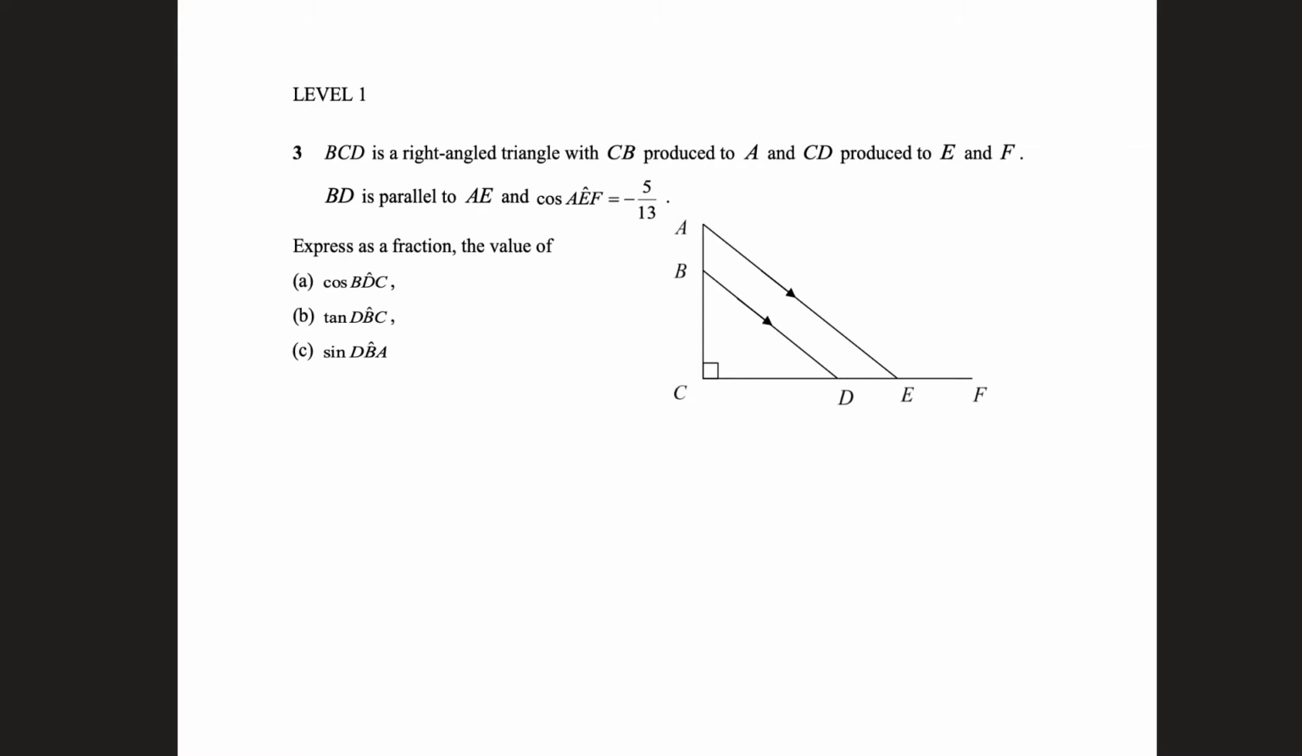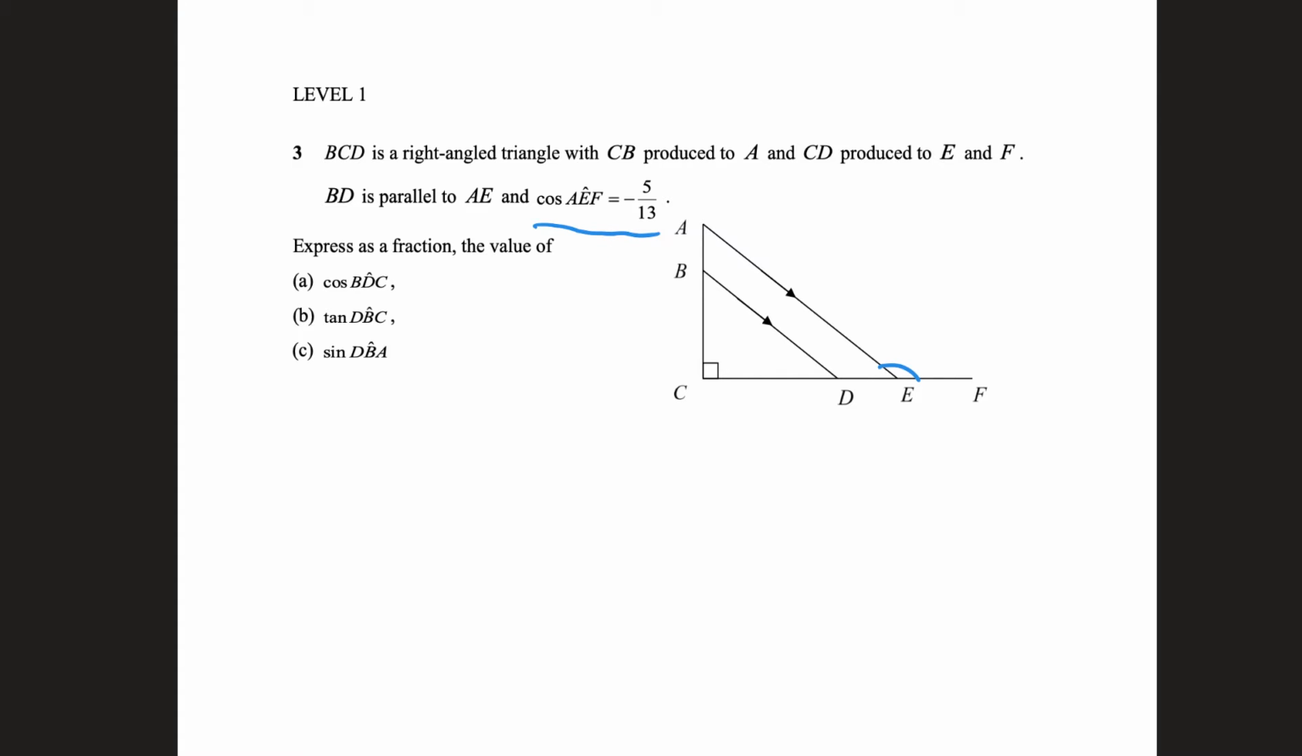Alright, and now they're saying in question 3, BCD is a right-angled triangle with CB produced to A and CD produced to E and F. And BD is parallel to AE, and cosine AEF is negative 5 over 13. Okay, that's interesting to note, AEF. Just gonna kind of note it down here. Kind of color code it a bit.